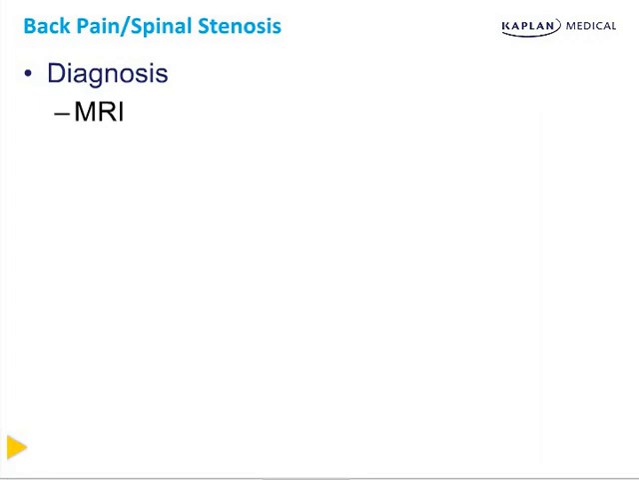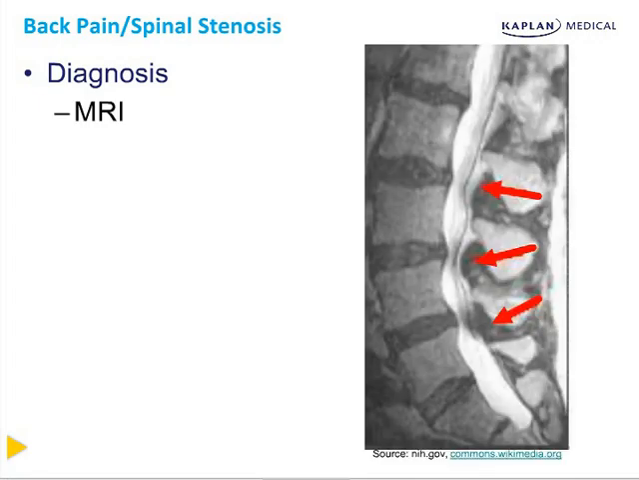Diagnosis of spinal stenosis requires an MRI, which is the diagnostic test of choice anytime you want to evaluate the spinal cord itself. As the arrows on the image to the right depict, there is significant narrowing of the spinal canal in the lumbar spine, and you can imagine that this narrowing would lead to compression of the nerve roots and symptoms in the associated dermatomes.